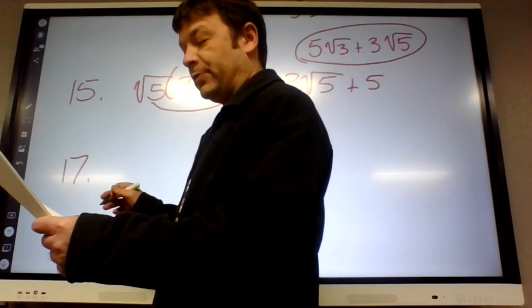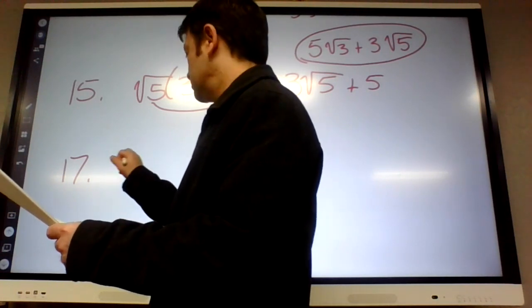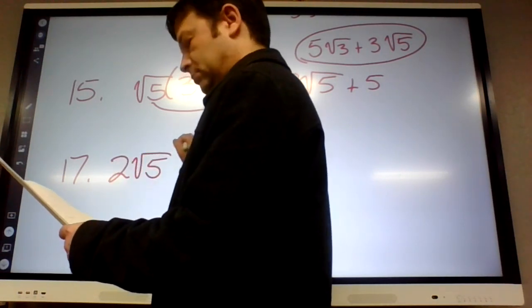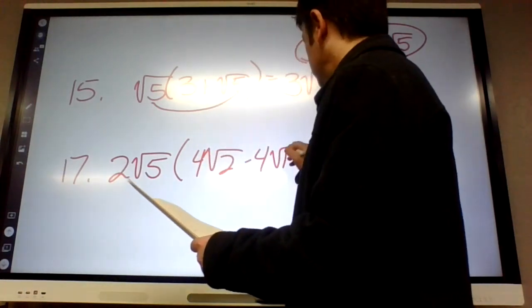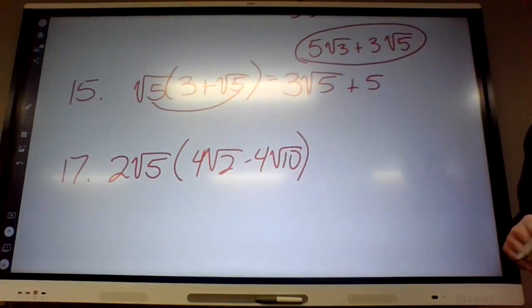Looks like FOIL starts on 18. Ugh. Nobody likes foil. I don't like this one.